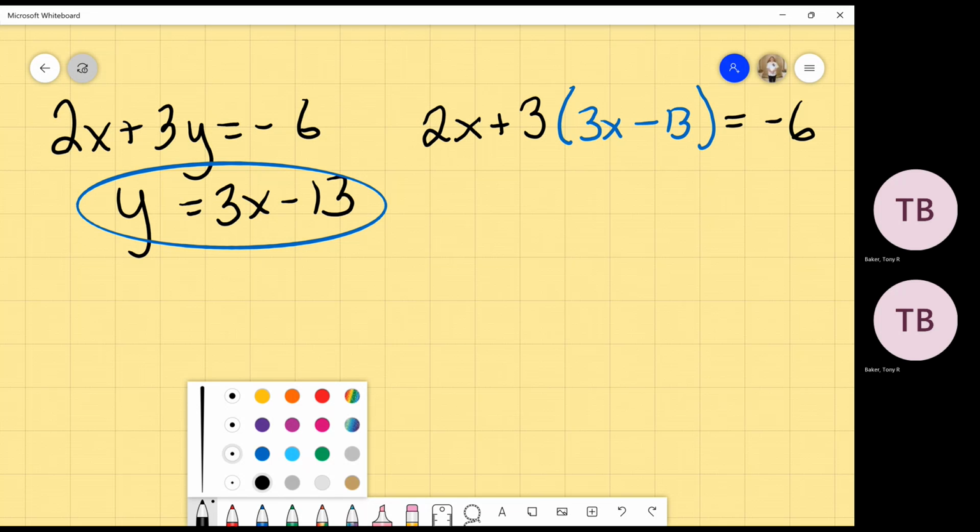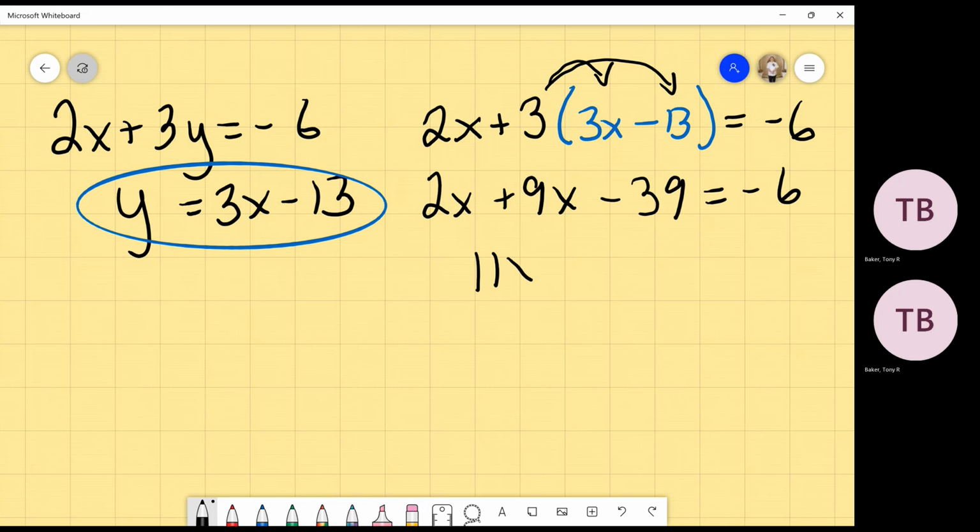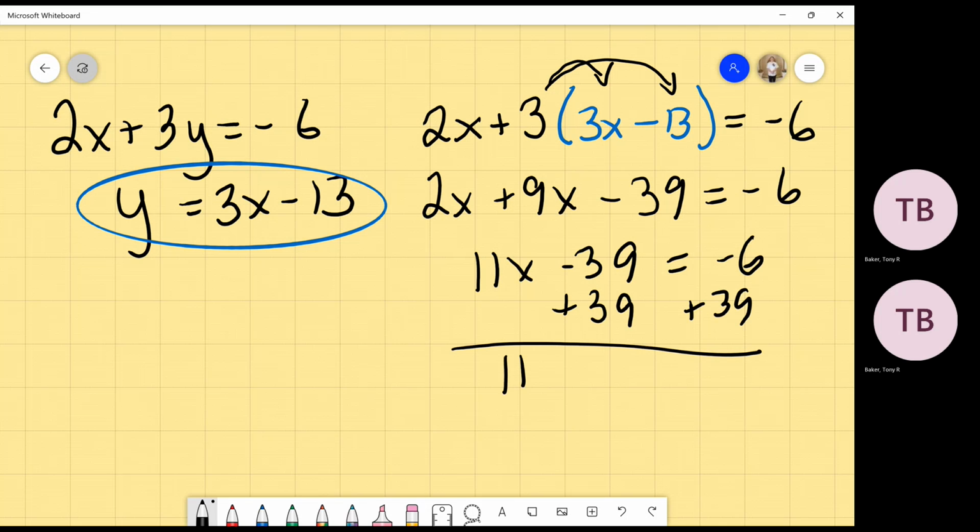So the first thing I'm going to do is get rid of my parentheses. So that times that, and that times that. So plus 9x minus 39 equals -6. So combine like terms, so I have 11x minus 39 equals -6. Add the 39 to both sides. Equals 33. And then divide by my 11, so x equals 3.